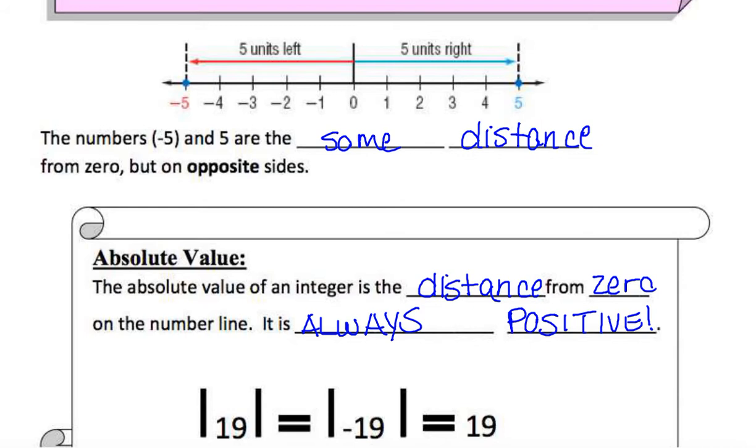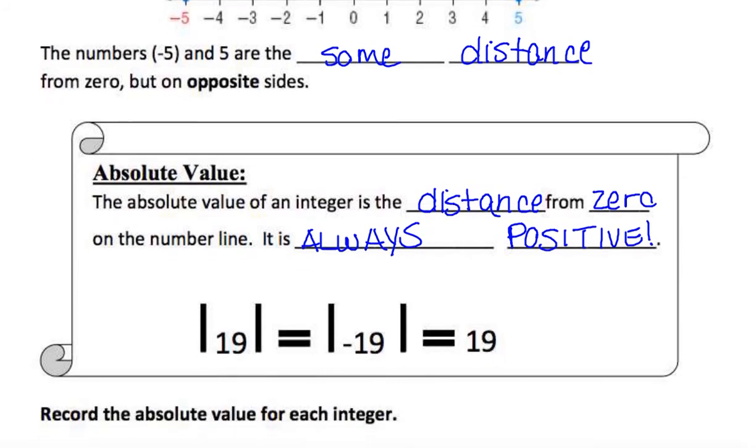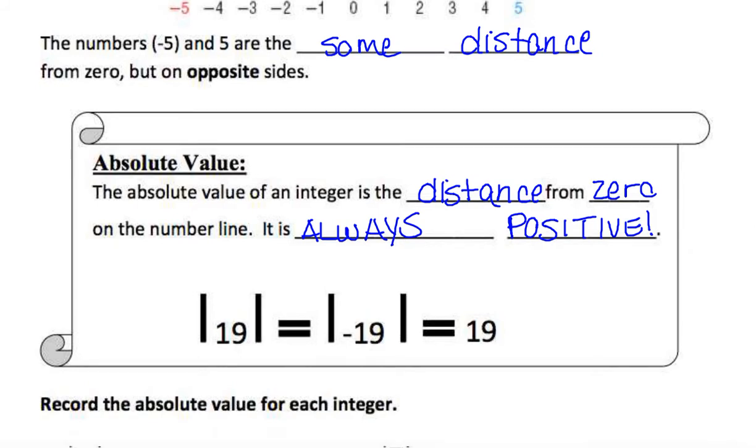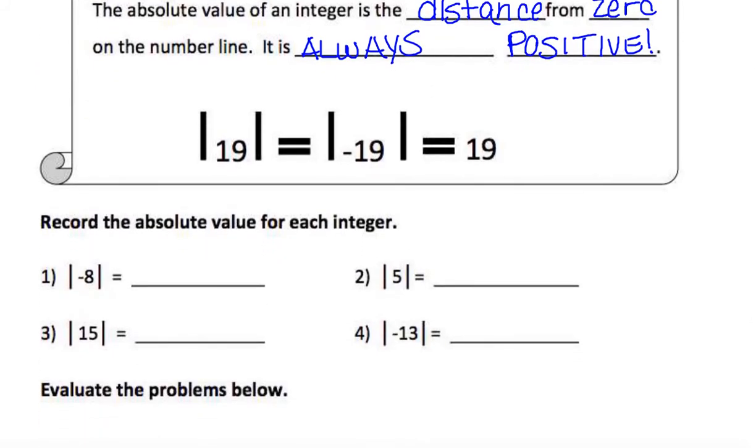If we look down at the absolute value in that little scroll there, absolute value of an integer is the distance from 0, and we've talked about that. Distance, because you're actually going somewhere, is always going to be positive. It's always in those little touchdown bars, straight up and down, not curved. It says the absolute value of 19 is the same as the absolute value of negative 19, which still equals 19 because they're both going to be 19 spaces away.